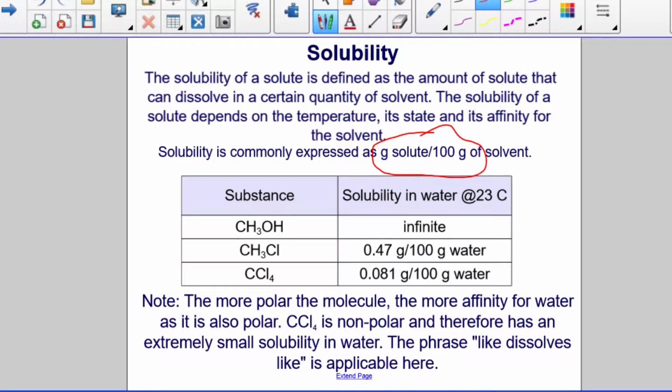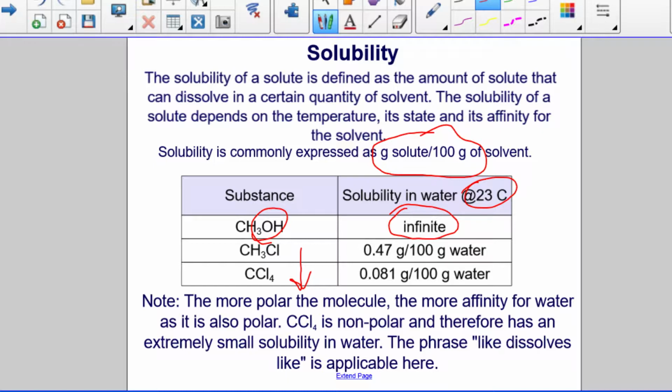So let's look at some examples here. I have CH3OH, CH3Cl, and CCl4. And as I go down, the polarity of the solute is decreasing. So CH3OH here, I have hydrogen bonding, that's very polar. And CCl4 is nonpolar. And look what happens to the solubility in water. This is at 23 degrees Celsius, which is approximately room temp. Okay, so CH3OH has infinite solubility in water because, again, water is a very polar solvent, and I have a very polar solute in the CH3OH.